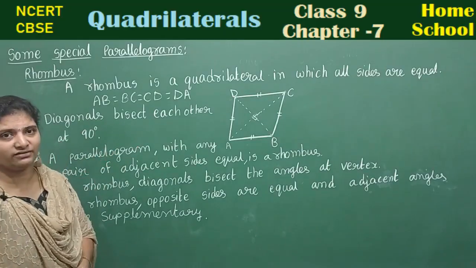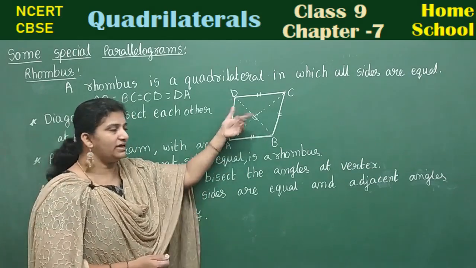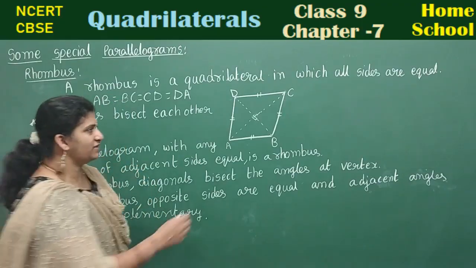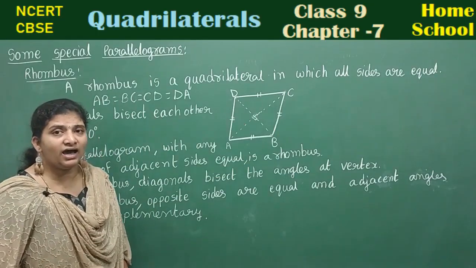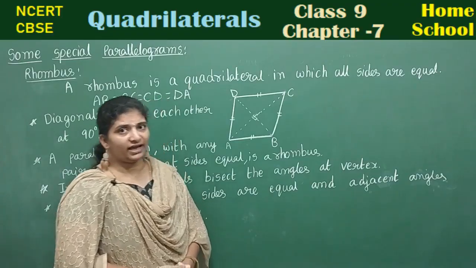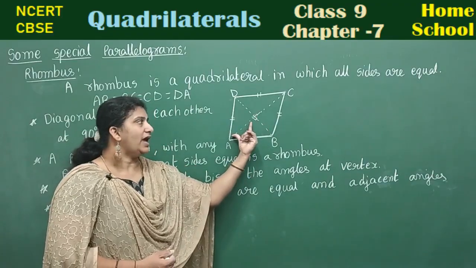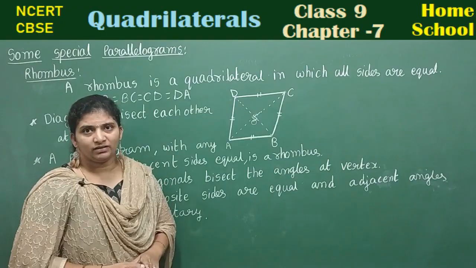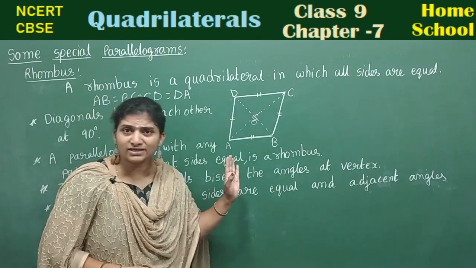Diagonals bisect each other at 90 degrees. What are the diagonals? AC and BD are the diagonals. Diagonals bisect each other at 90 degrees means the two diagonals are perpendicular and they are bisecting. Understand here, children, carefully: when diagonals bisect, AO is equal to OC and BO is equal to OD. But AC is not equal to BD; the two diagonals are not equal.